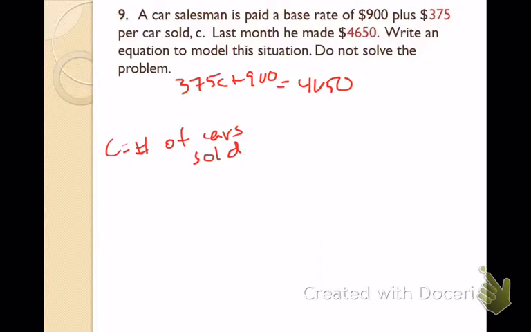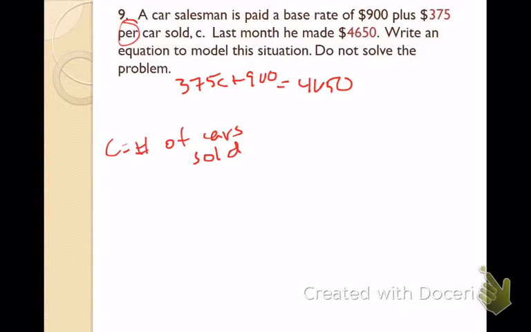C is the number of cars sold. We don't know how many cars the salesman sold last month. But we know that every time he sells a car, he makes $375. And there's that word per again. So since C is the number of cars, and he makes $375 for every car he sells, then we can take, just like the $2 per plate before, we take the 375 and multiply it by C to tell us how much he made off of selling cars.